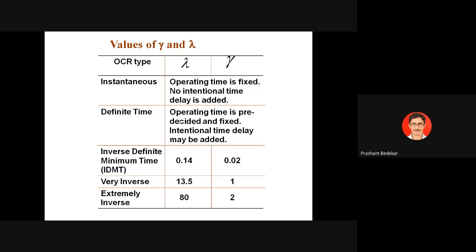Then we have three different characteristics wherein the operating time depends upon the value of current. Inverse definite minimum time, IDMT, is the most commonly used overcurrent relay. For this type of relay, lambda and gamma are 0.14 and 0.02 respectively. Very inverse relay, 13.5 and 1 respectively. Extremely inverse relay, 80 and 2 respectively. So these are the values of lambda and gamma for different types of overcurrent relays.